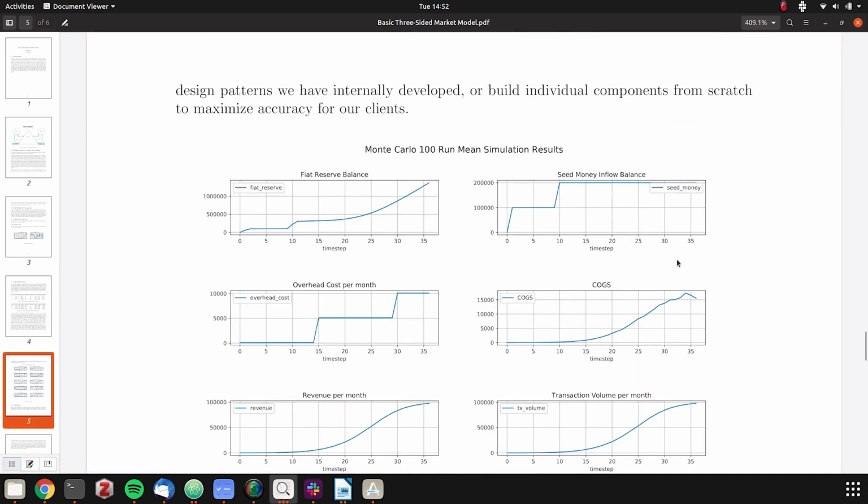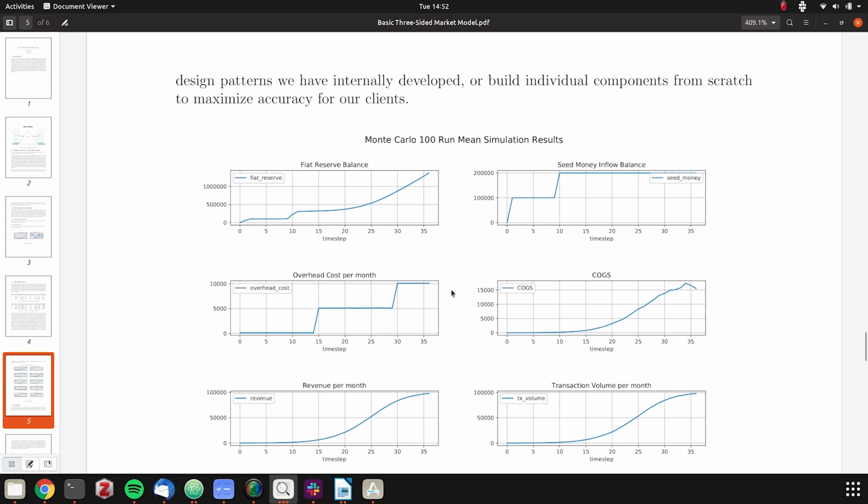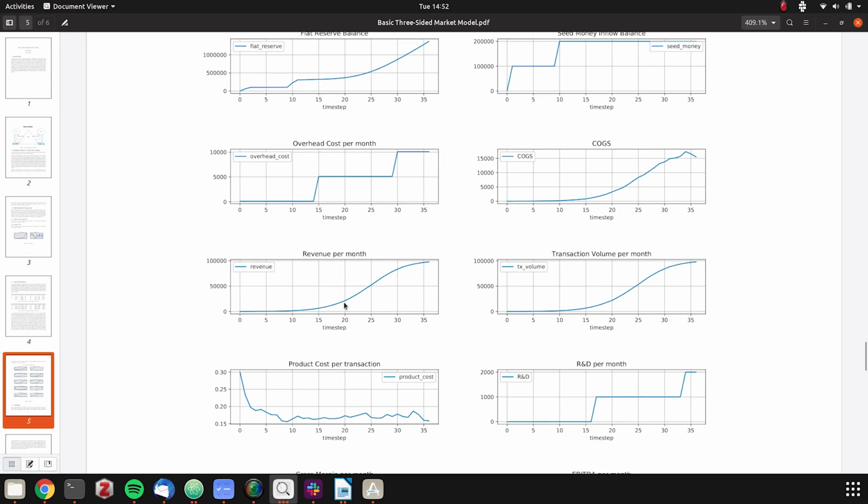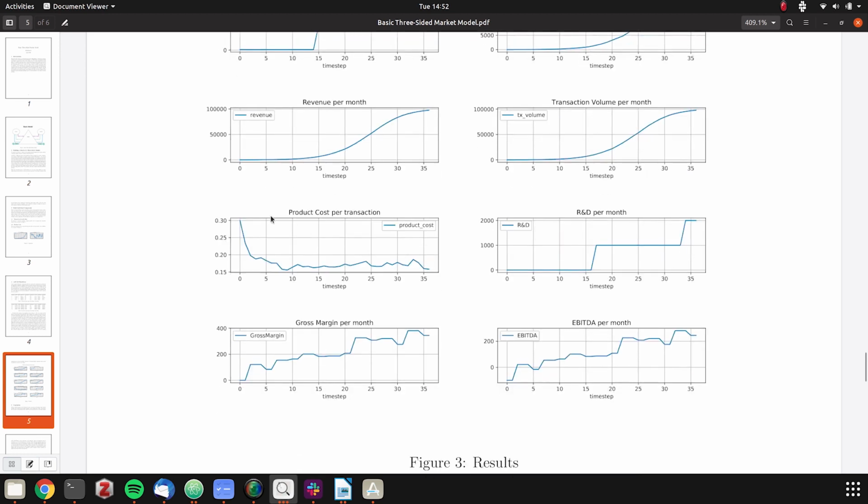And when we look at our results here, you can see our reserve balance starts with no money, and then it starts looking a lot better. Our seed inflow, which is essentially investor money that they've put into the system, is two cash injections, and then it stops. Overhead cost per month: every 12 or so time steps, we're incrementing overhead costs by $5,000 per month. And then for cost of goods sold, you can see the curve here kind of matches the revenue curve a little bit. So revenue's a nice S, same with transaction volume. Product cost goes down over time, as we were showing. R&D expenses per month go up periodically as well.